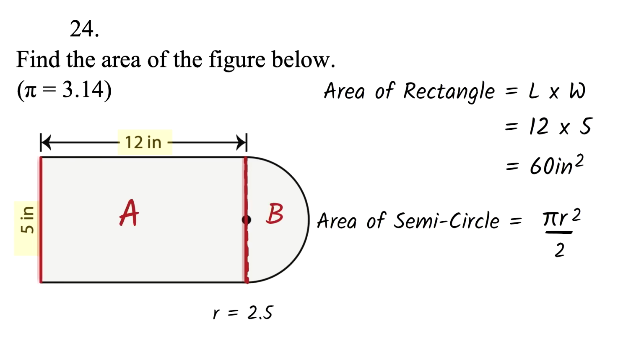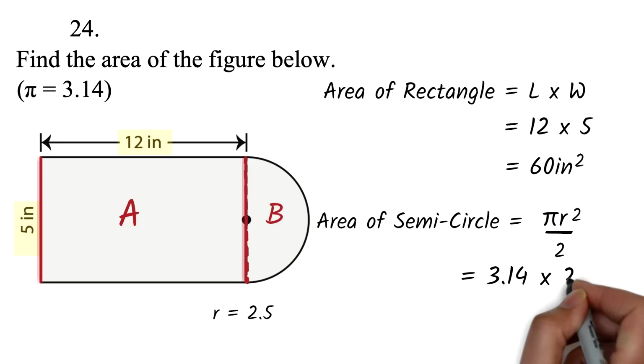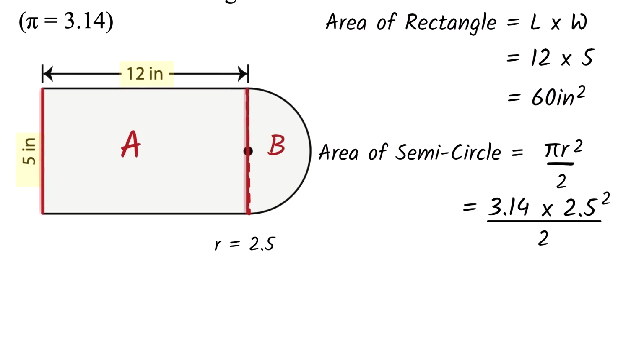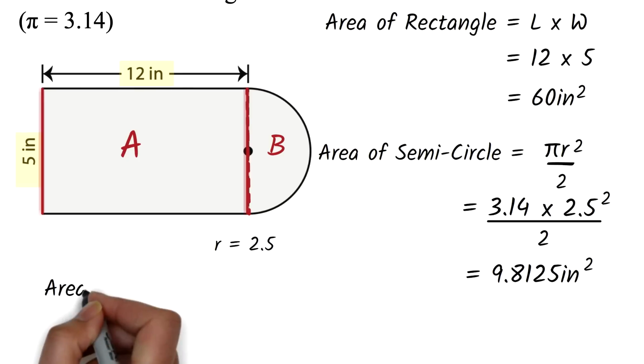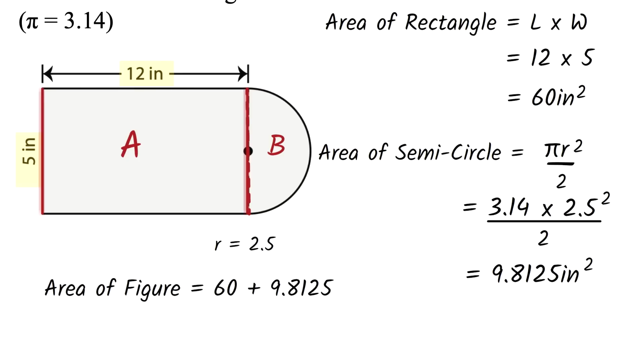Now we find the area of the semicircle. Pi, which has been given as 3.14, times 2.5 squared over 2. We compute it on the calculator to get 9.8125 inches squared. Finally, we add the area of the two shapes. We have 60 plus 9.8125. This will give us 69.8125 inches squared as the area. To 2 decimal places will be 69.81 inches squared.